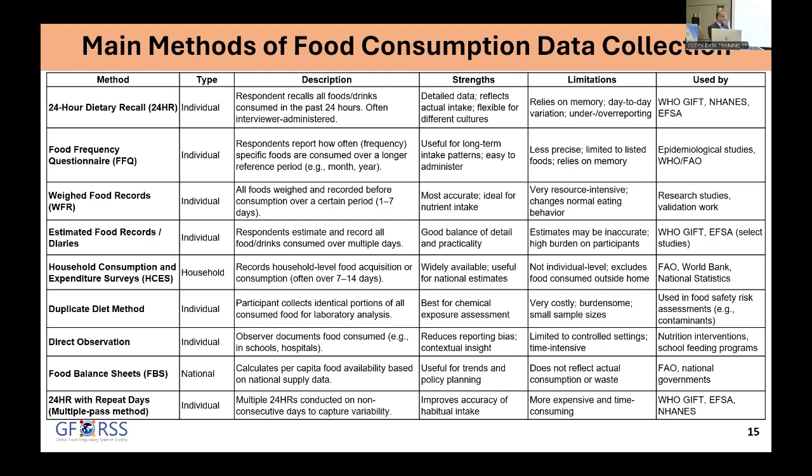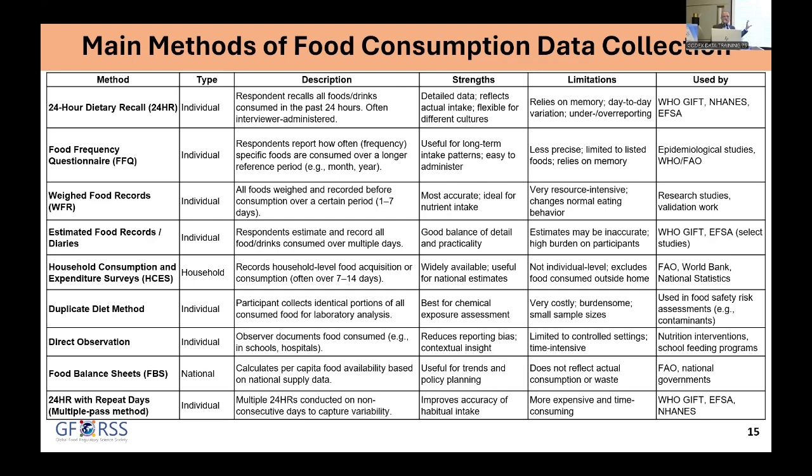per capita the food availability based on national supply data, and we consider that what is available is what we consumed. It's useful for trends and policy planning, but obviously it will not reflect the actual consumption of individuals. It gives us, let's say, a more general overview about what's happening.